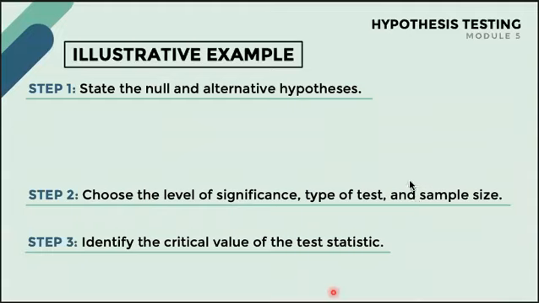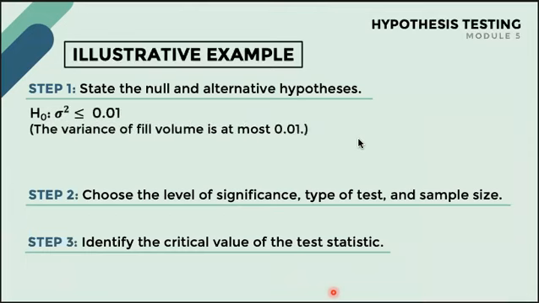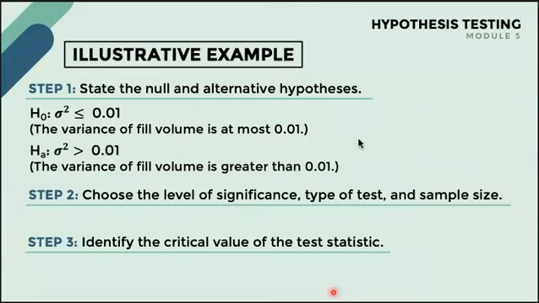So in this case, our parameter is not anymore the mean, so it's not mu. Thus we will be using sigma squared. So the null is sigma squared is less than or equal to 0.01. So that's the claimed statement. And then our alternative is that sigma squared is greater than 0.01. It means that there is an underfilling or overfilling of bottles, if it exceeds 0.01.